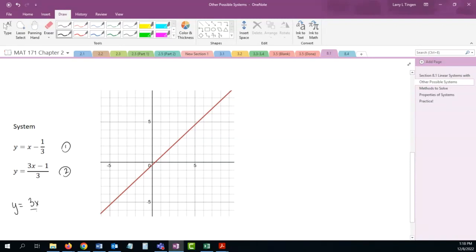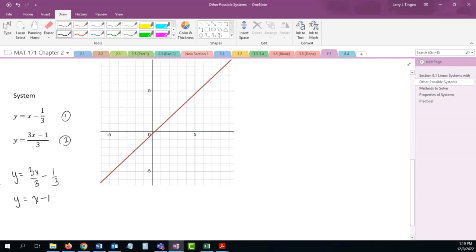Equation 2, 3x minus 1 over 3, I could rewrite as 3x divided by 3 minus 1 divided by 3. And then 3 divided by 3 is 1. And look at that. I'm not going to make a mess of this like I did last class. And there we are. Now take a look at the equation. Once I simplified equation 2, what happened? It's the exact same equation as equation 1.